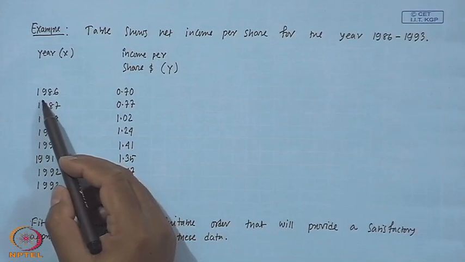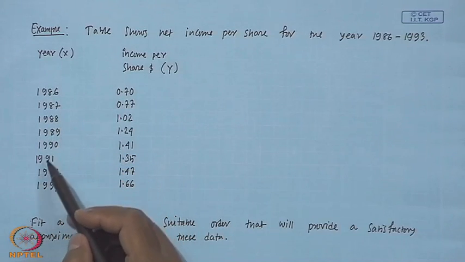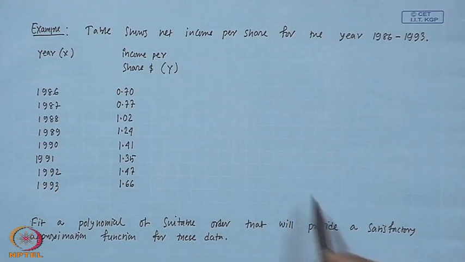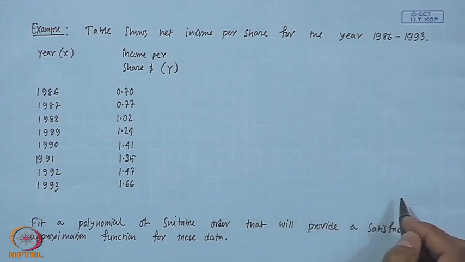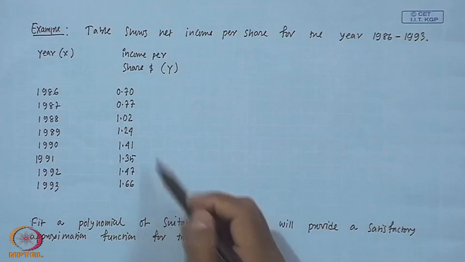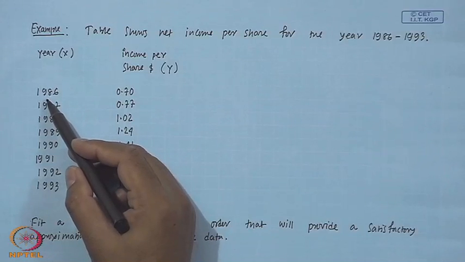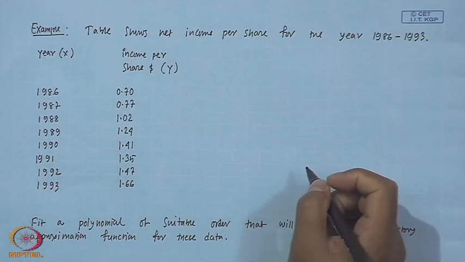Okay. So, instead of 1986, you can call it just 1, and then this one is 2, 3, 4, 5, 6, 7, 8. If you draw a scatter plot, you will see that it indicates that the response variable is nonlinear. So, you have to go for a polynomial fit. So, the question is to fit a polynomial of suitable order that will provide a satisfactory approximation function for this data. Okay. So, we have a total of 8 observations.